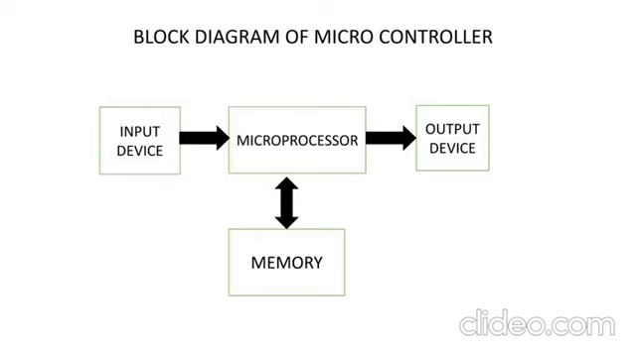So we have already seen that examples of input devices are a keyboard or switch. The computer receives data and instructions through these input devices, whereas through the output device, the computer sends the processed data, whatever result we get, and we can view it through the output device. Like with a printer, you will get a print. On a CRT, you get a display. So this is all about the block diagram of a microcontroller.